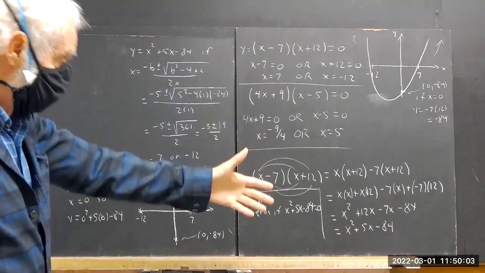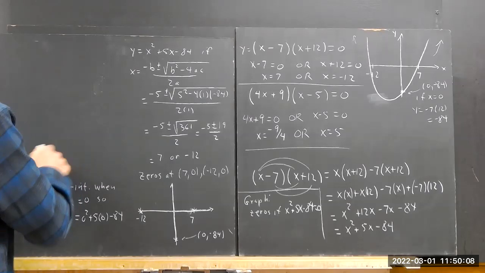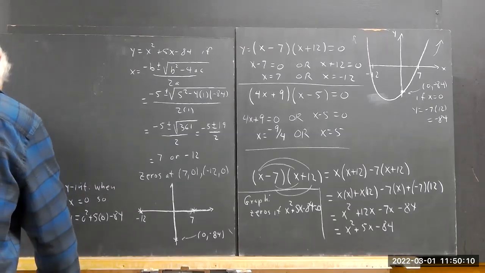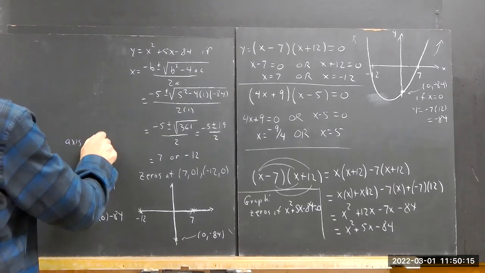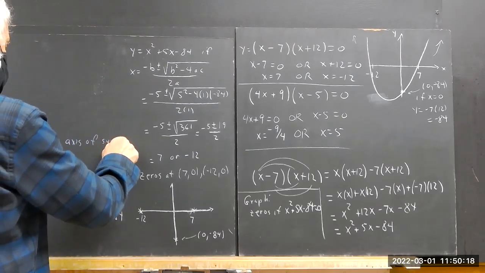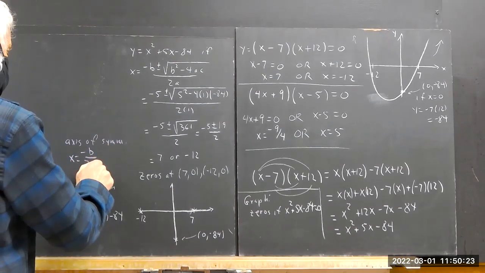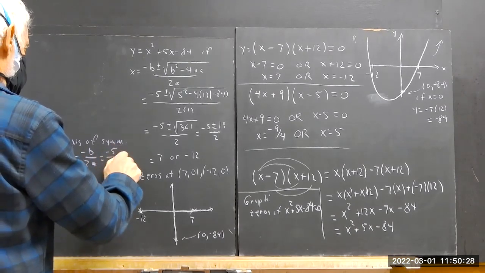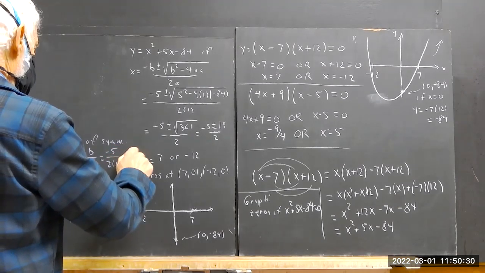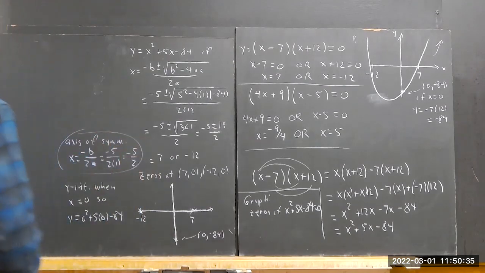However, we want to relate this to what we already know. So the axis of symmetry is a line x equals negative b over 2a, which is negative 5 over 2 times 1, which is negative 5 halves. So negative 5 halves is negative 2.5, right?